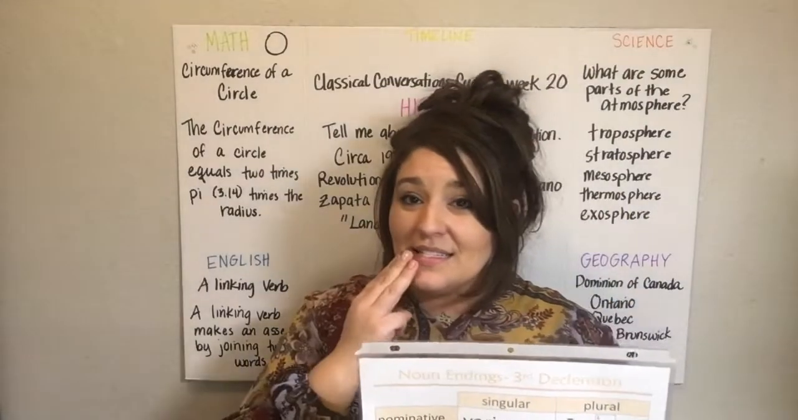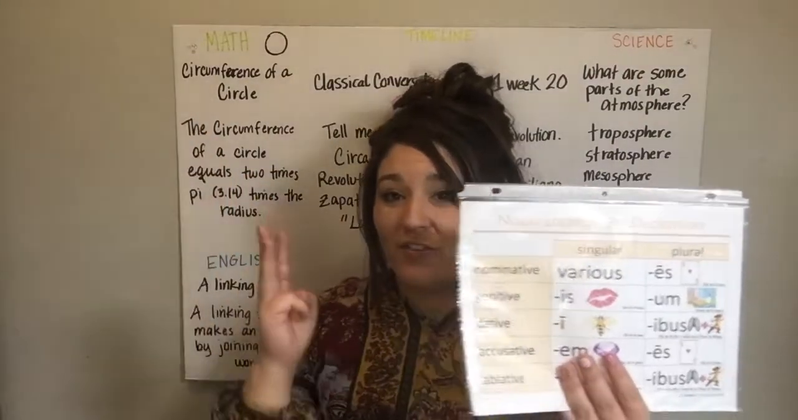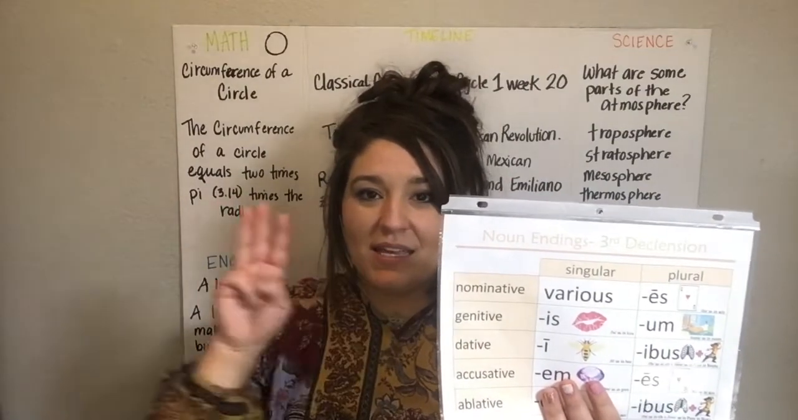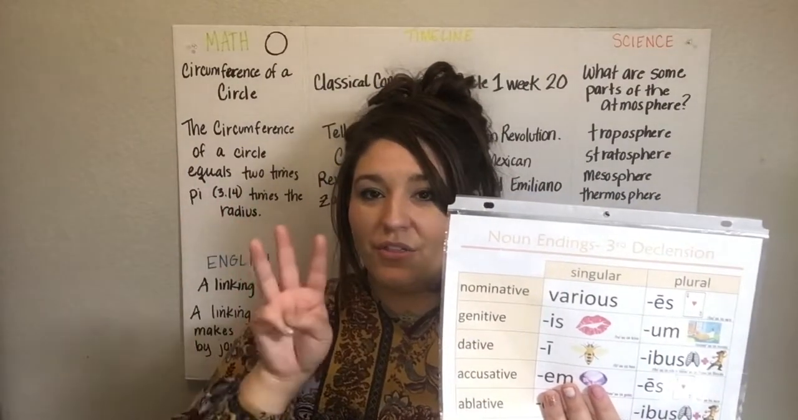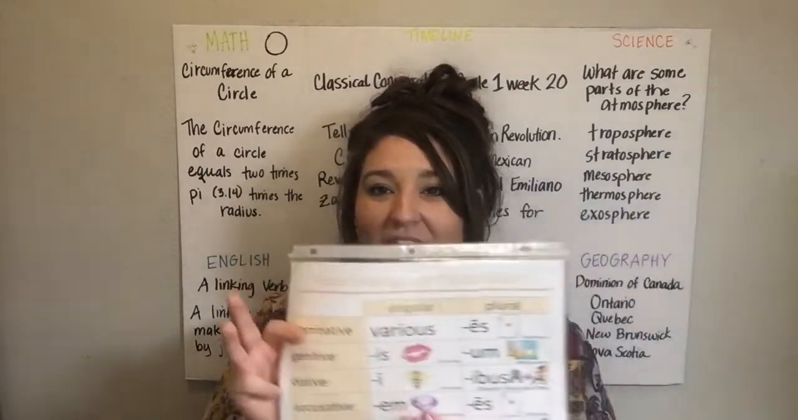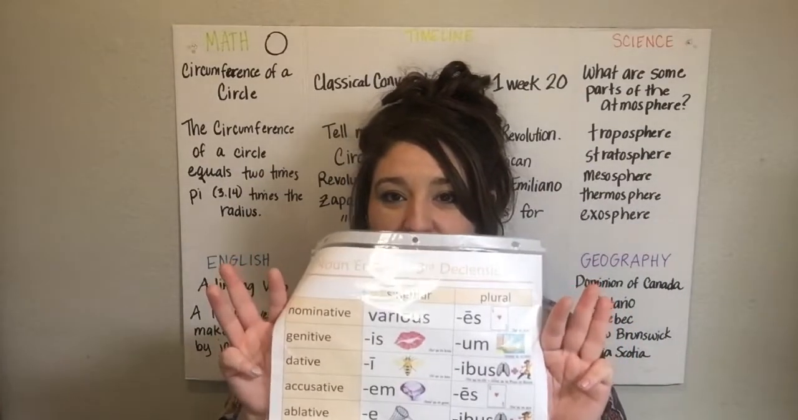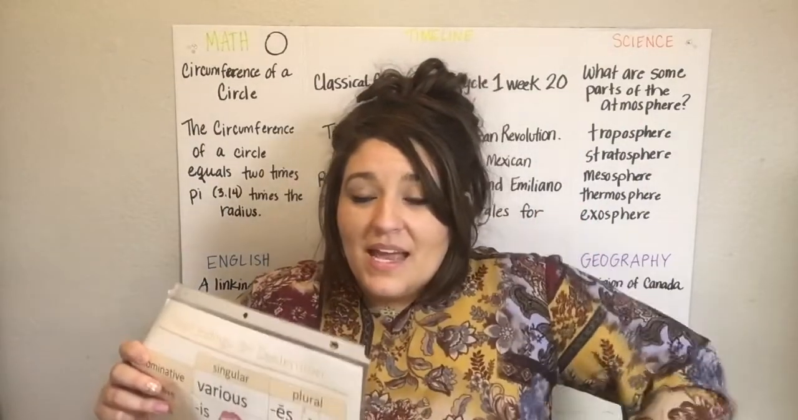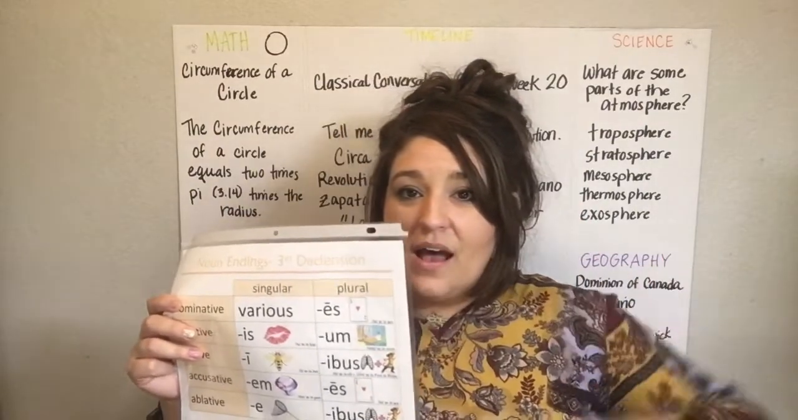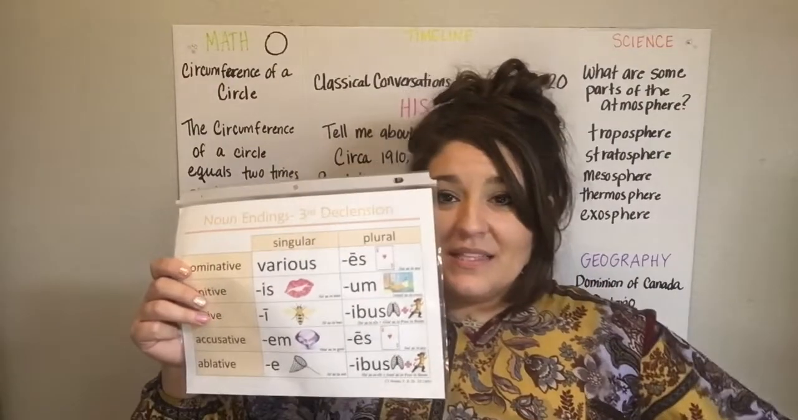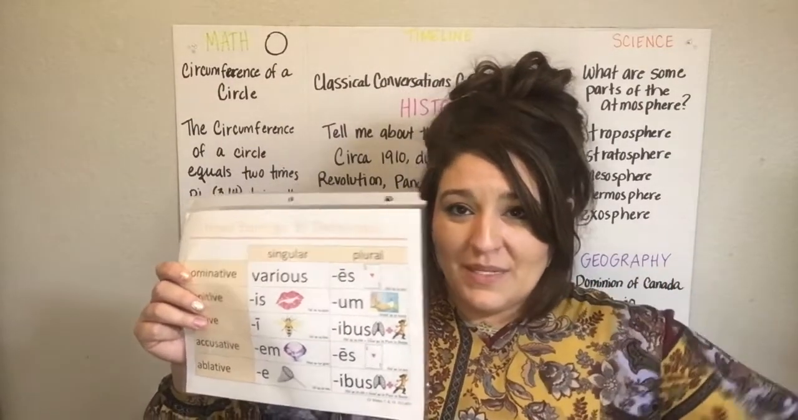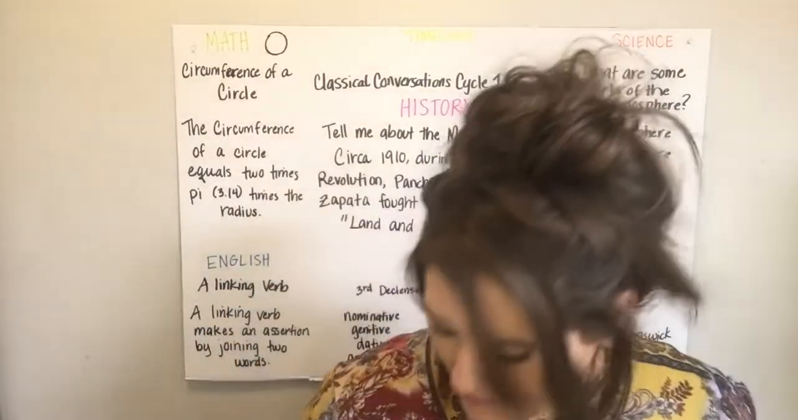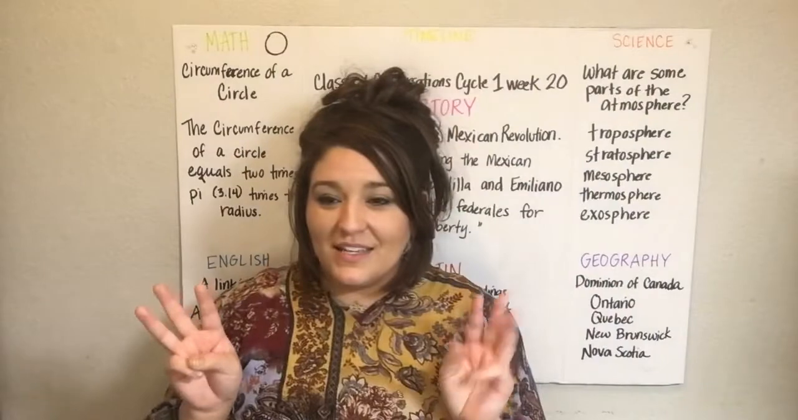Various is E-M-A. Various is E-M-A. Various is E-M-A. Singular third declension. And then we hold up two hands with number threes. And we did ace, ibis, ace, ibis, plural third declension. And so if I held up my hands like this, I'll be able to show you.